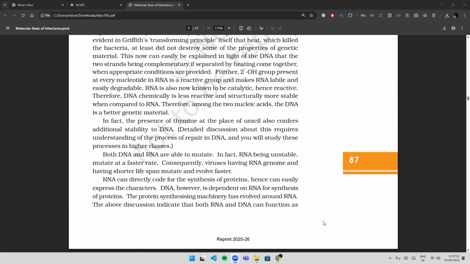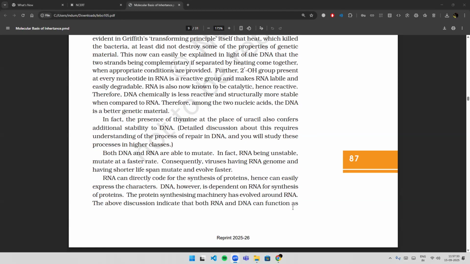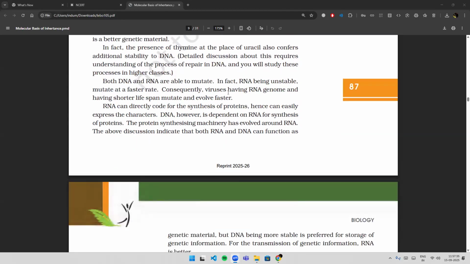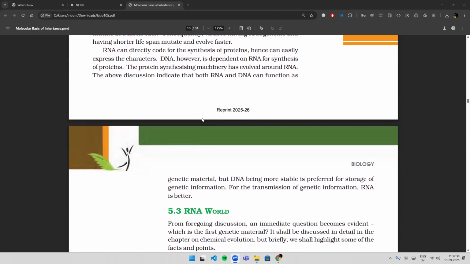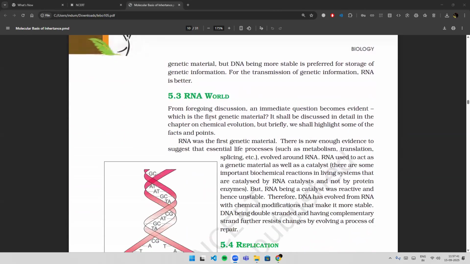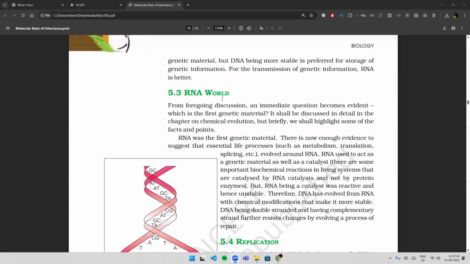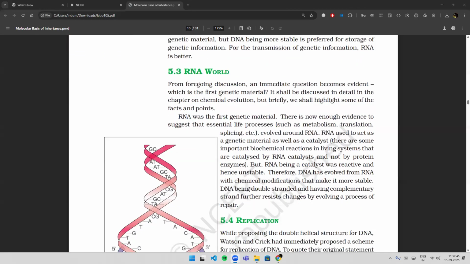RNA can directly code for the synthesis of proteins, hence can easily express the characters. DNA, however, is dependent on RNA for synthesis of proteins. The protein synthesizing machinery has evolved around the RNA. The above discussion indicates that both RNA and DNA can function as genetic material, but DNA being more stable is preferred for storage of genetic information. For the transmission of genetic information, RNA is better.